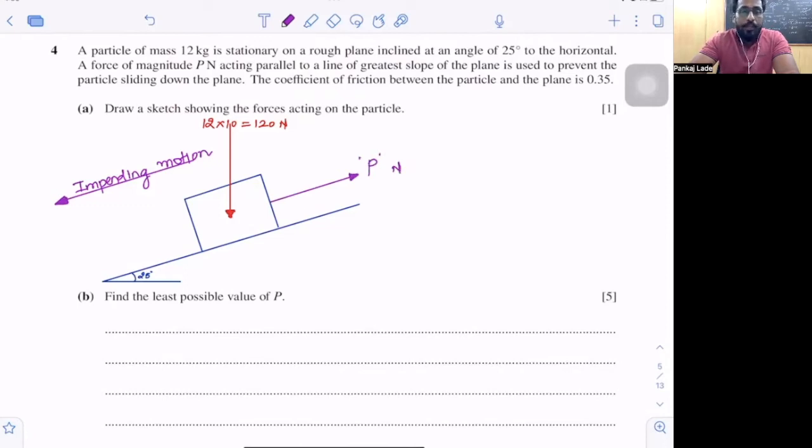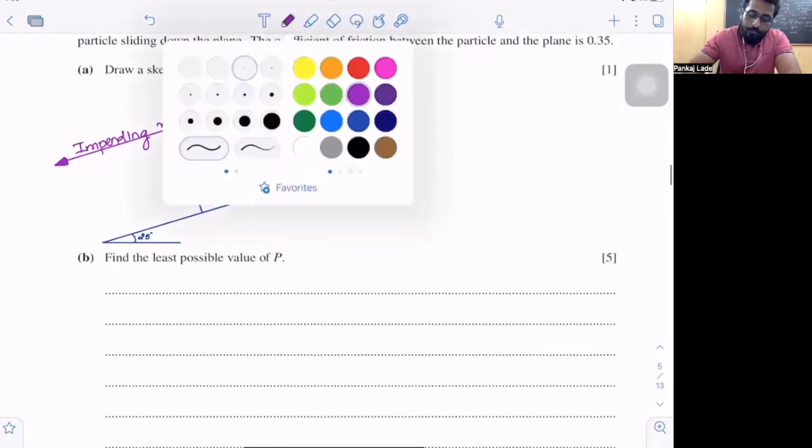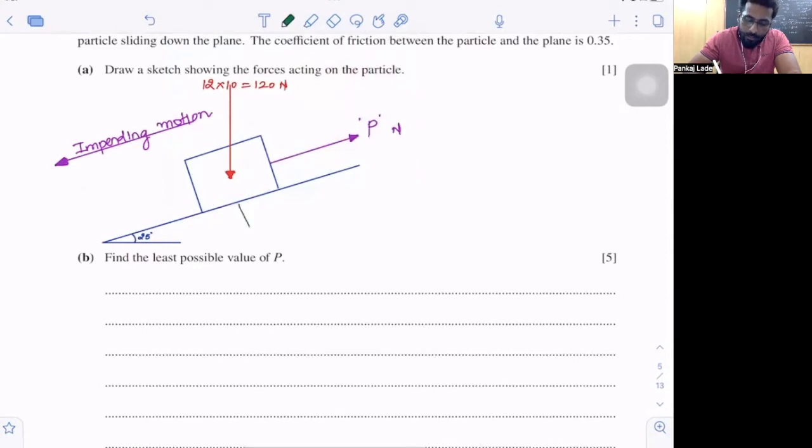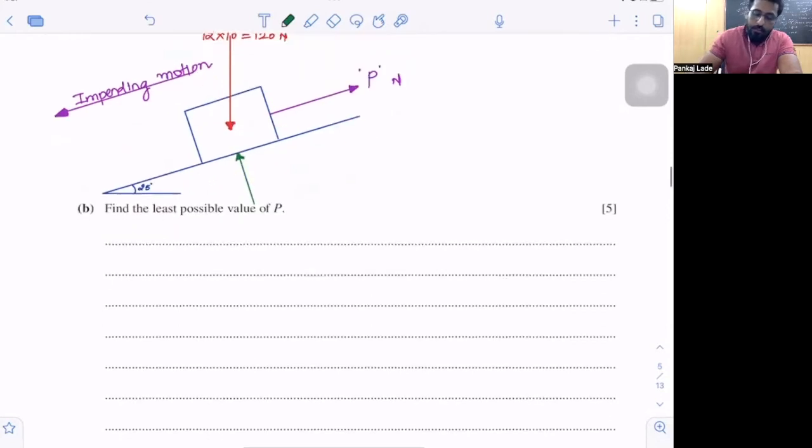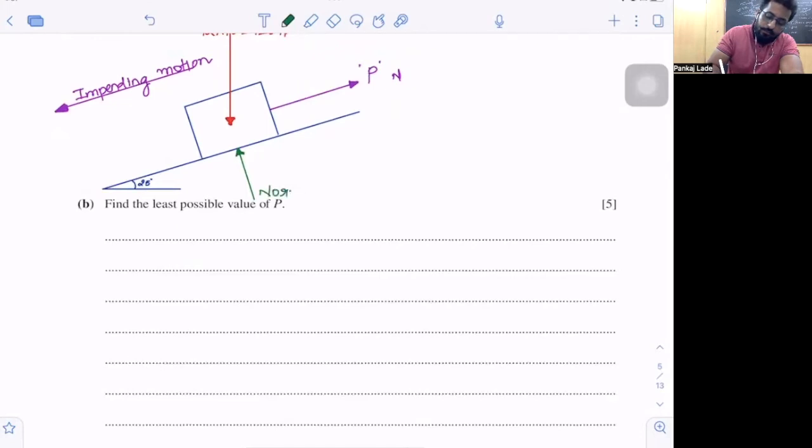The next thing that you'll be finding over here is the normal reaction that is offered by the surface. Okay, the surface is supporting the block, it is supporting the particle. So there will be a normal reaction offered by the surface onto the block. So I'll be showing a perpendicular reaction like this. That's the normal reaction. The word normal means perpendicular. Normal reaction, I'll denote it as R.